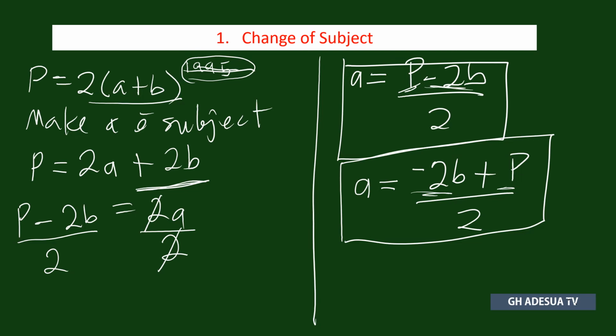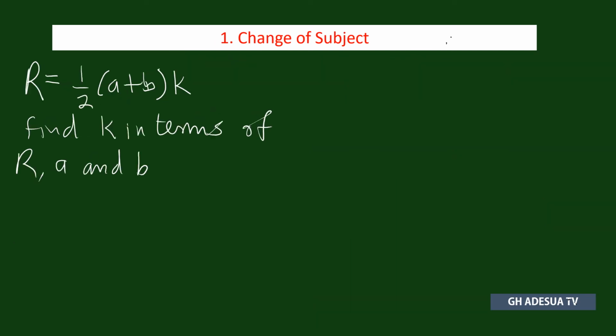Okay. So I'll give you a next question, and I expect that you solve that yourself. Now let's look at this question. This is also a past question, that is BC 1997, question 12. So the question goes, if R is equal to 1 over 2 into bracket A plus B bracket closed K, find K in terms of R, A, and B.